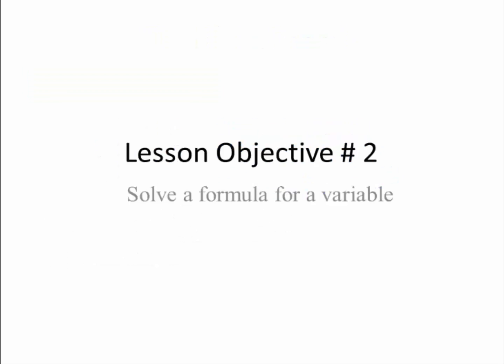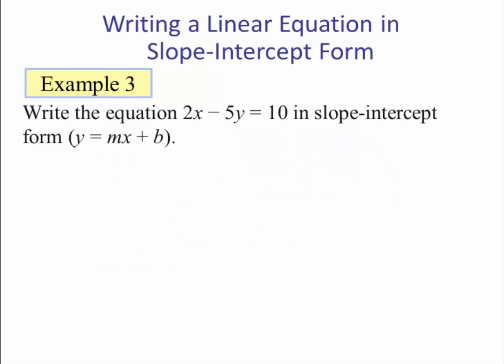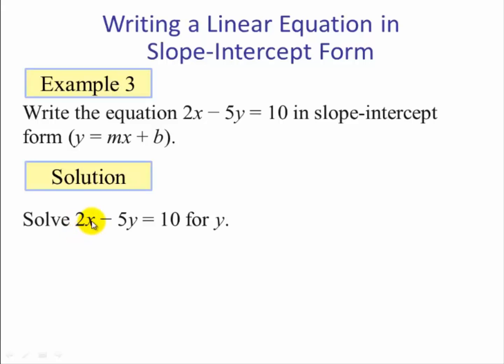Lesson objective. Example 3. Write the equation 2x minus 5y equals 10 in slope-intercept form. And if you recall, that's y equals mx plus b. We want to isolate the y. So that means we need to get rid of the minus 5, we need to get rid of the 2x. So what do we do first?